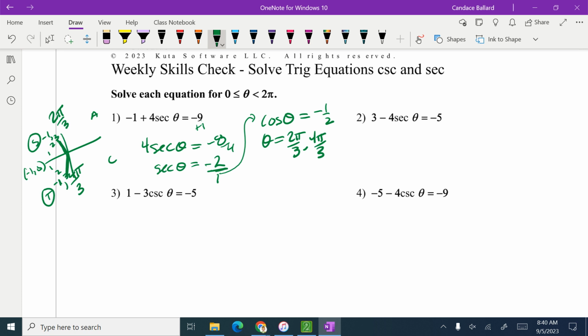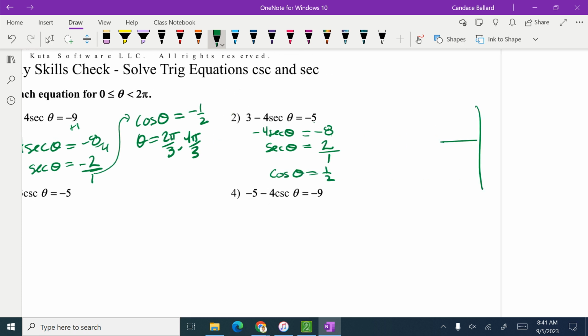What did you move first? The 3. Add, subtract, multiply, divide? Subtract. So it's -5 and -3, -8. Perfect. Then what do I have to do? Divide by 4. We get -8 divided by -4 is 2. Technically, what's in my denominator? 1. Secant is the reciprocal of cosine. So I'm looking for where my cosine value is positive 1/2.